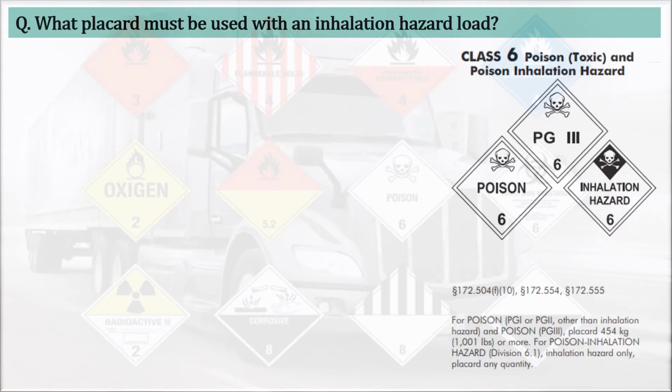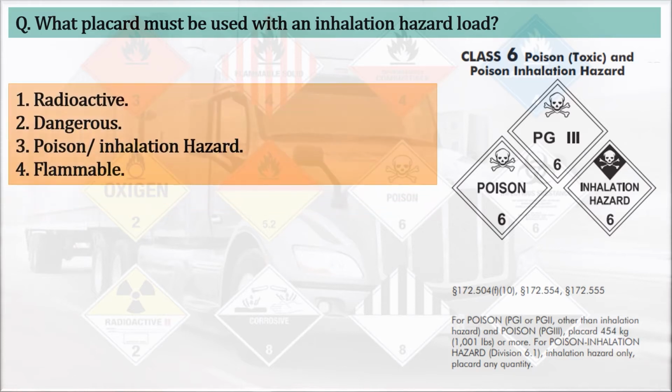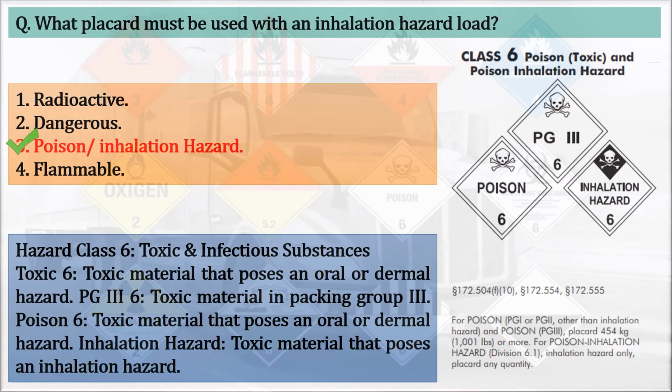Question: what placard must be used with an inhalation hazard load? Option number 1, radioactive. Option number 2, dangerous. Option number 3, poison or inhalation hazard. Option number 4, flammable. The answer is option number 3, poison or inhalation hazard.